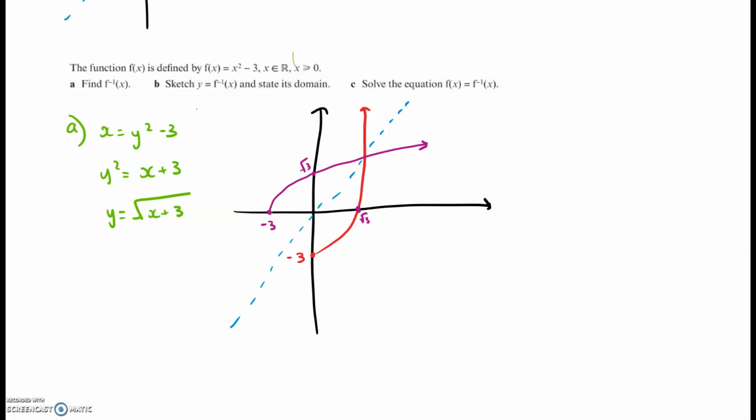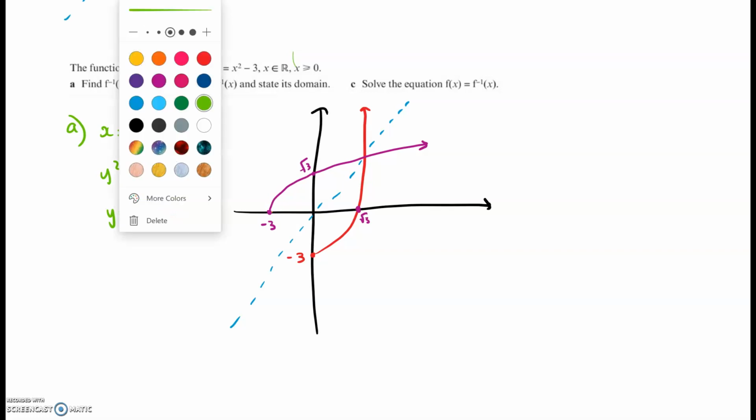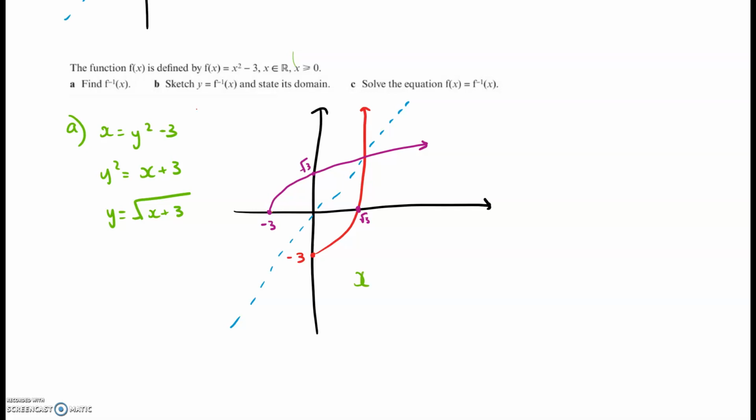All right, now we want to look at what's the domain of our inverse. Well, our domain, let's go back to green again. My domain is that x is greater than or equal to negative 3. Okay, there's my domain, and then the last thing is we're going to solve the equation f of x equals f inverse of x.